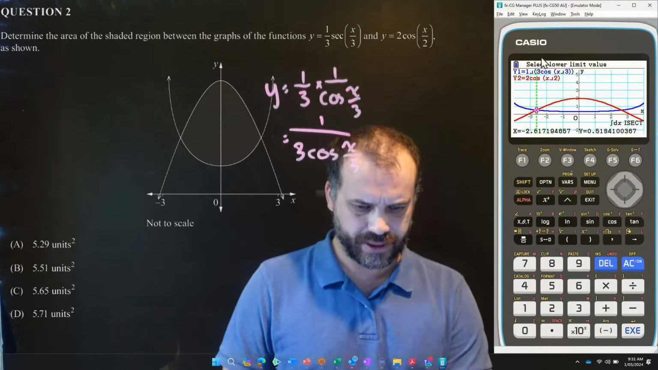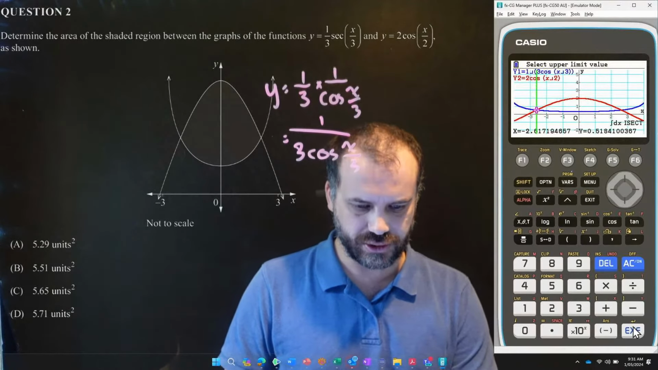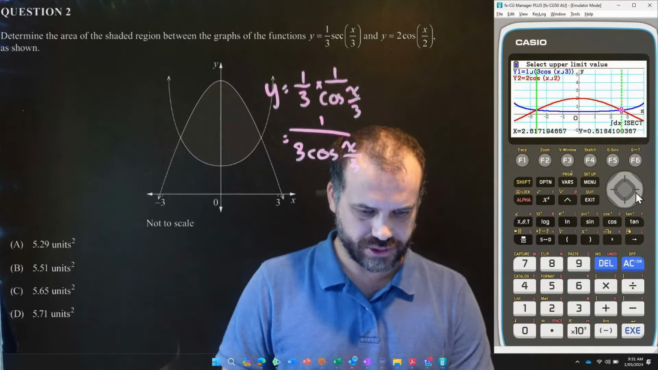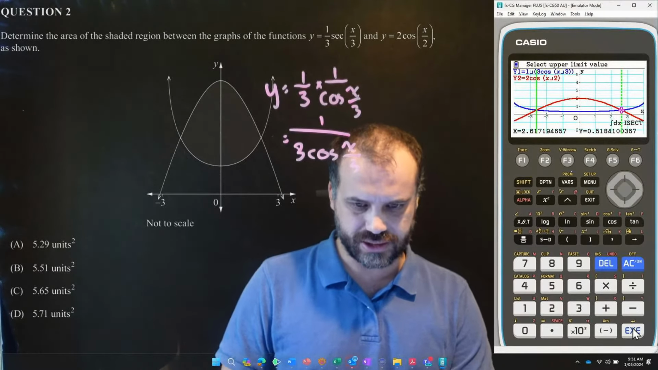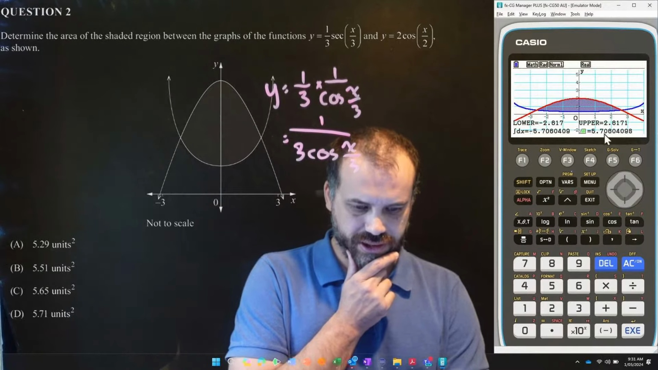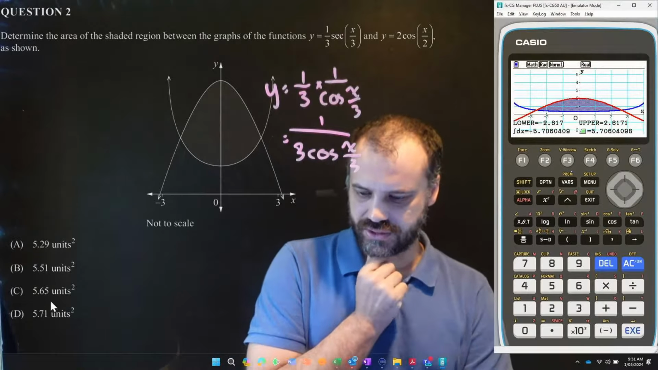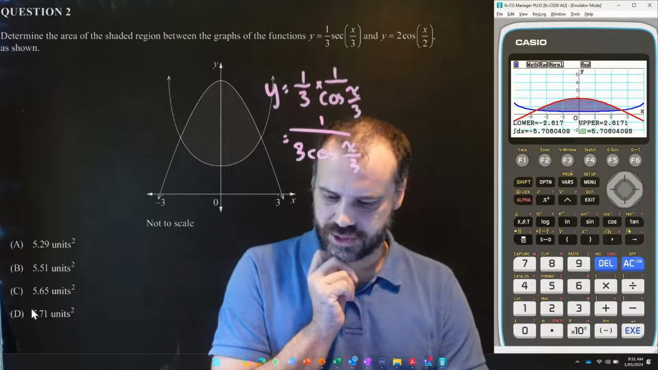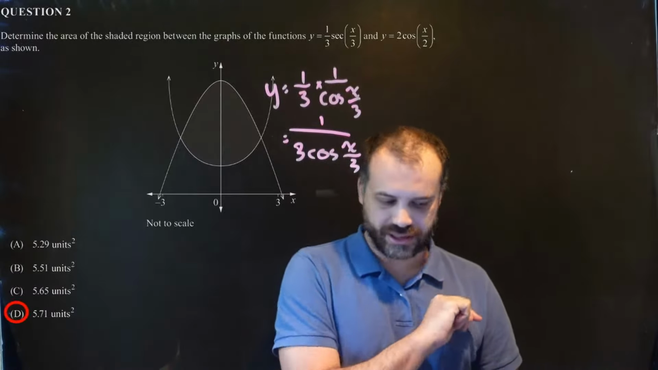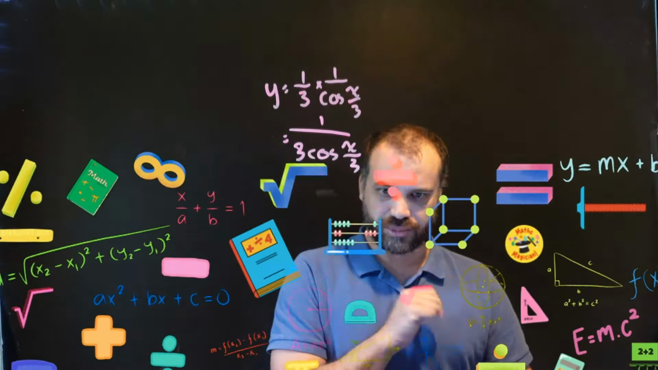Click on that, and it says select lower limit value, so there's my lower limit value, so I'll execute on that. And then it says select upper limit value, I'll just arrow across. And it goes over to the next intersection point, and there we go. And we get an area, this thing here is our area, 5.706. Do I see 5.706? I don't see 5.706, but I do see 5.71, and that is my answer. Calculator skills. Celebrate, next question.